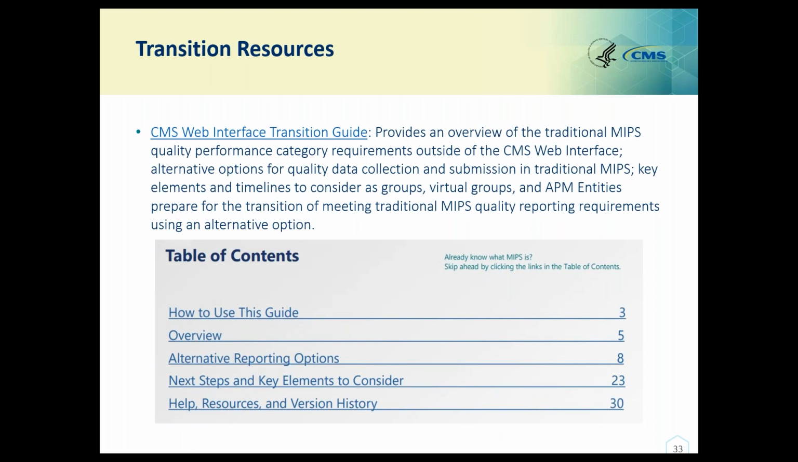You're strongly encouraged to review the newly posted transition resources available on the Quality Payment Program Resource Library. The CMS Web Interface Transition Guide provides a comprehensive overview of traditional MIPS quality performance requirements outside of the CMS Web Interface. It also outlines alternative options for quality data collection and submission in traditional MIPS. It outlines key elements and timelines to consider as groups and virtual groups prepare for the transition of meeting traditional MIPS quality reporting requirements using an alternative reporting option.